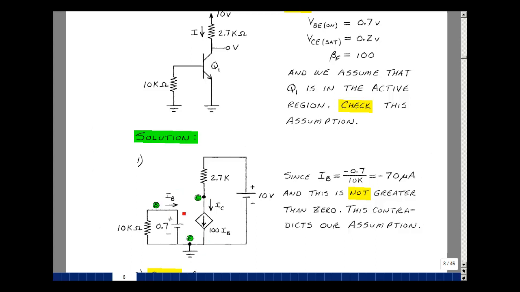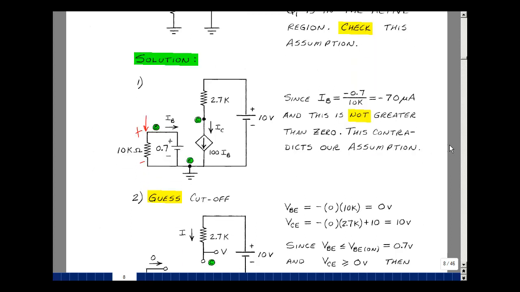Let's solve for the current I sub B. Well, the voltage across this resistor is 0.7, which means the current is going in this direction. 0.7 divided by 10K is the negative of I sub B. That's minus 70 microamps. It's a contradiction because current has to be going in the opposite direction. We don't have to bother to solve for this. Because there's no voltage source here, it would appear that the base current is 0. So I'm going to guess maybe that we're in cutoff and put that model in.